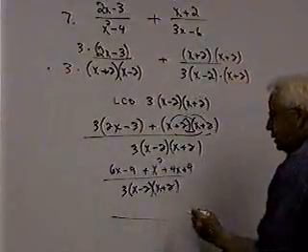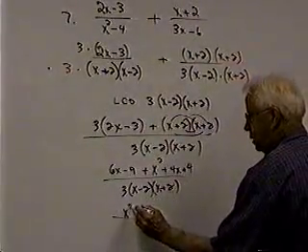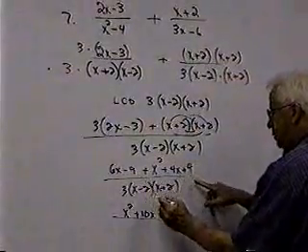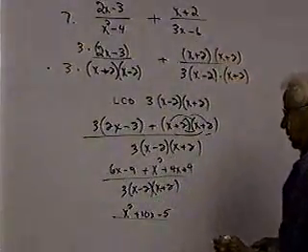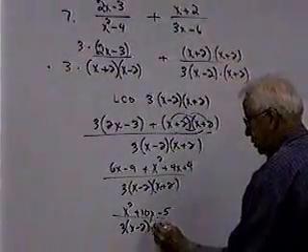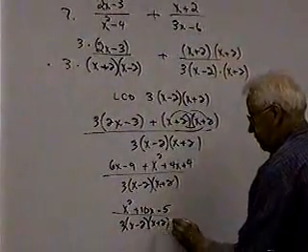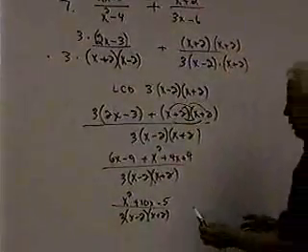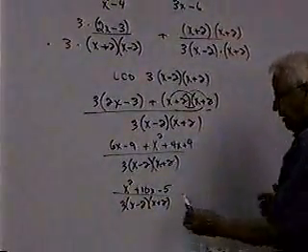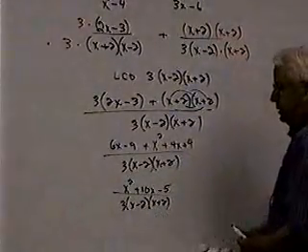So what do I have down here now? x squared plus 10x minus 5 over 3 times x minus 2, x plus 2. Now, don't forget, always look to see if you can factor the numerator. We cannot factor the numerator, therefore that's the answer.